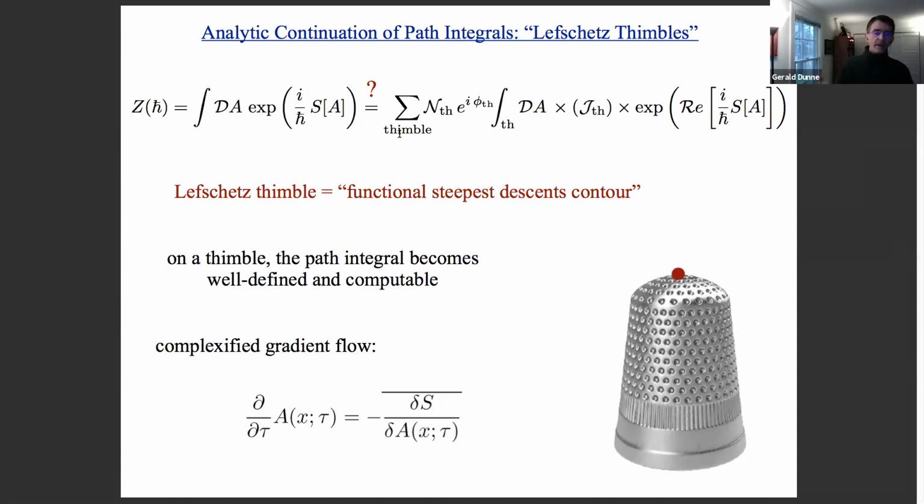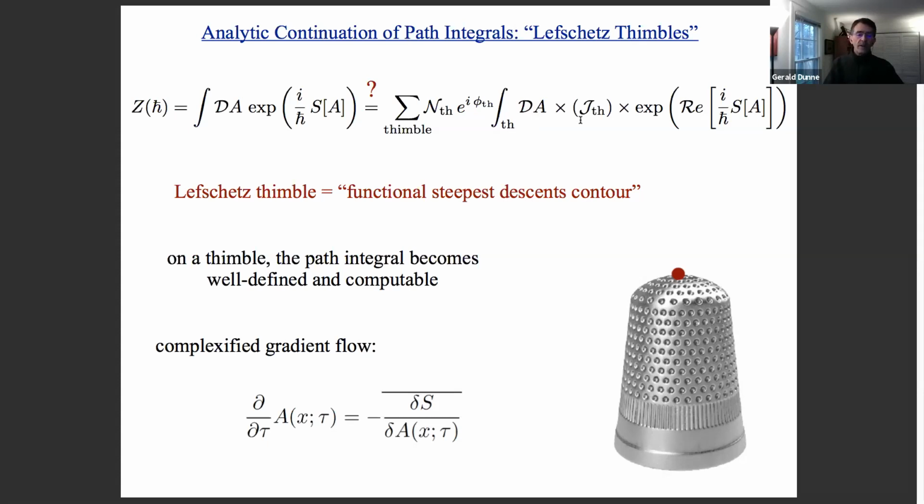So one idea in this story is that in order to generate these functional steepest descent contours, one idea could be to first of all complexify the fields, and then think of some complexified gradient flow. So tau is some Langevin time, some flow time. And if you solve this complexified flow with a complex conjugate here, this is built in order to keep the imaginary part of this thing in the exponent constant. That's the consequence of this gradient flow idea. So if you could do that, in principle, you could then define the steepest descent contour.